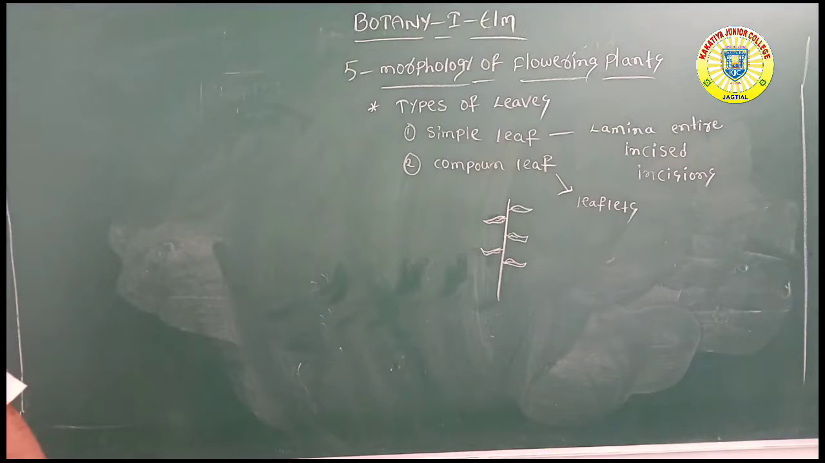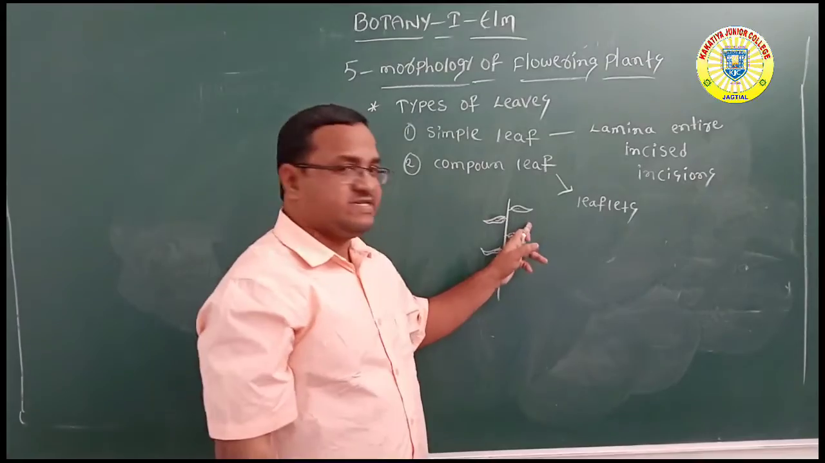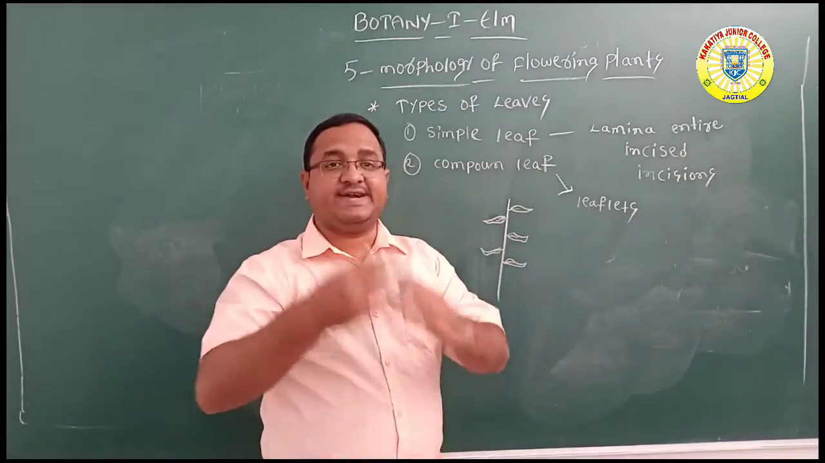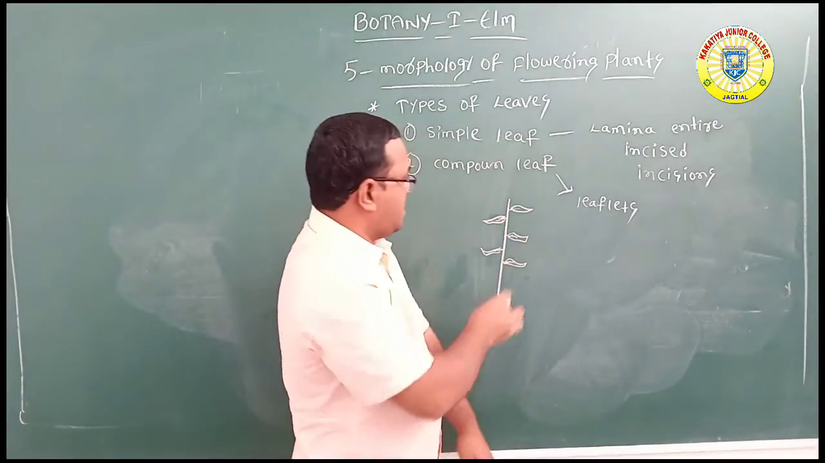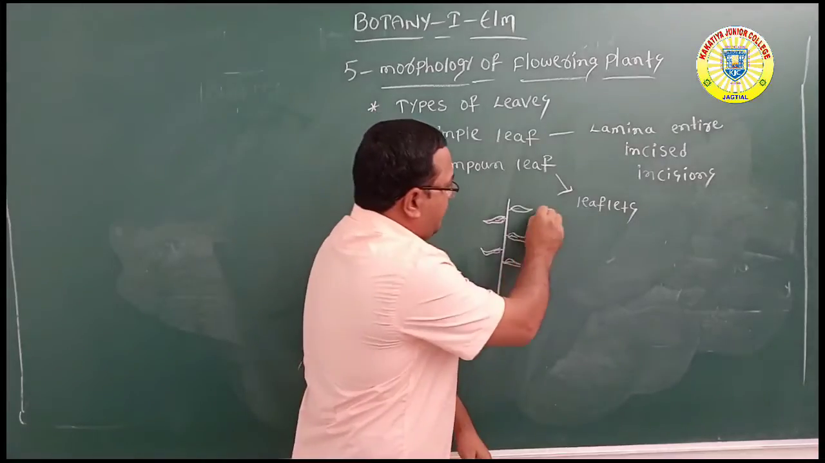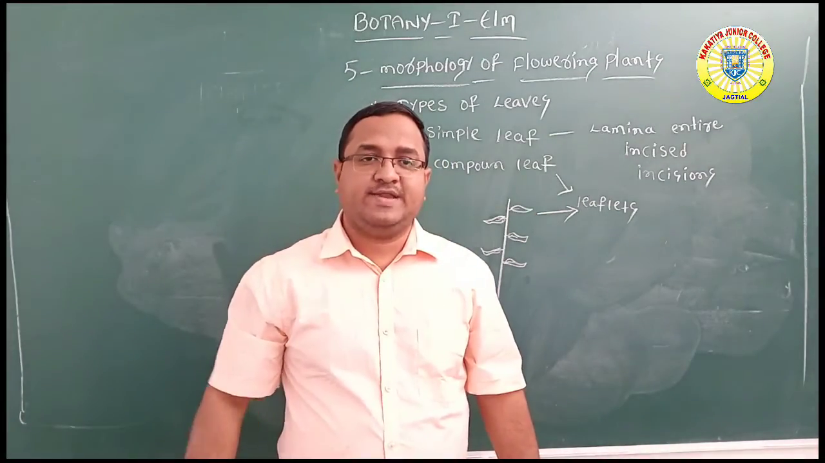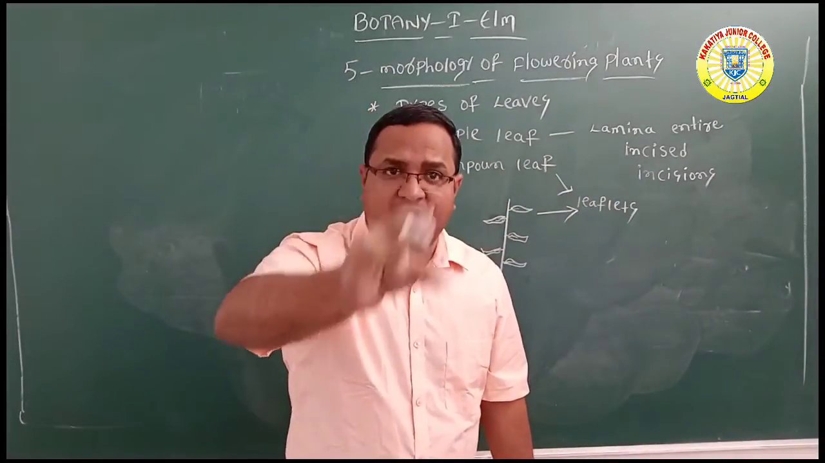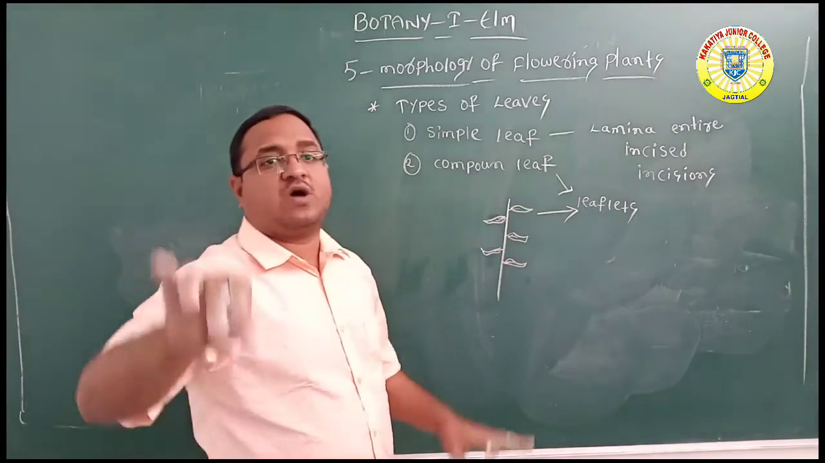What is a compound leaf? The incisions of the lamina reach up to the midrib and break it into small leaflets. How are the leaflets formed? By breaking of the lamina. Incisions reach up to the midrib and break the leaf lamina into small leaflets. This is called a compound leaf.